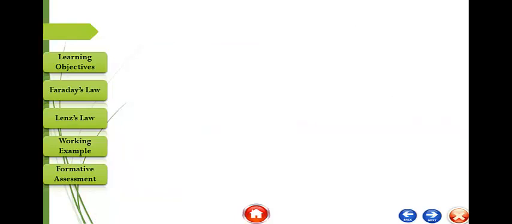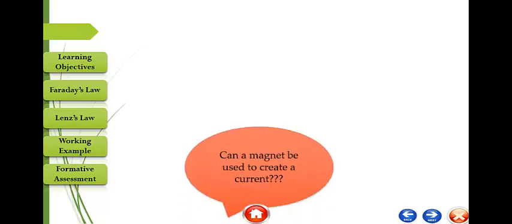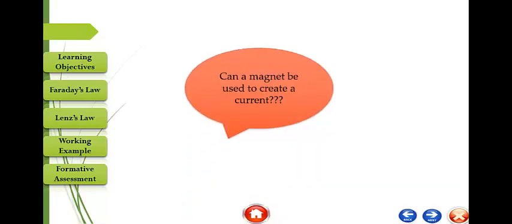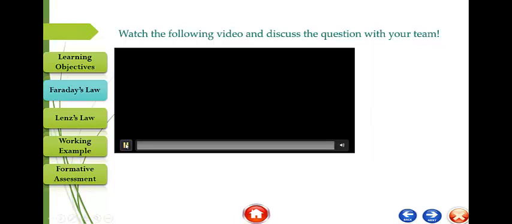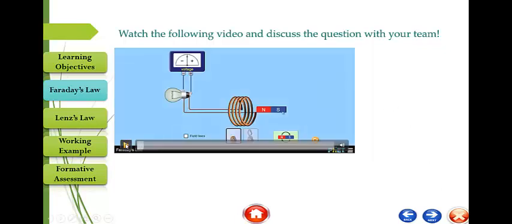One question scientists hoped to answer was, if current can create a magnetic field, then can a magnet be used to create a current? To answer this question from the scientists, in 1831, Faraday did an experiment. And the demonstration in this video is similar to the experiment of Faraday.